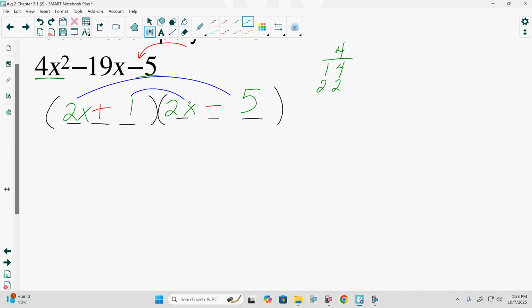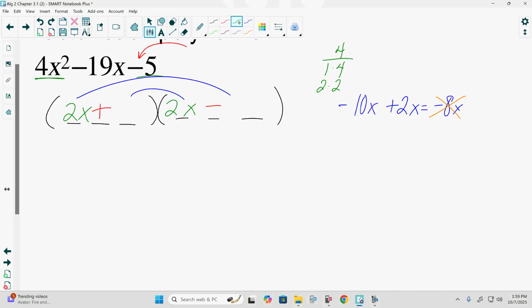2x times negative 5 would be negative 10x. 1 times 2x is going to be plus 2x. And this gives us negative 8x. Is that the middle term we wanted? No. So that's not it. Now we can switch the 1 and 5.